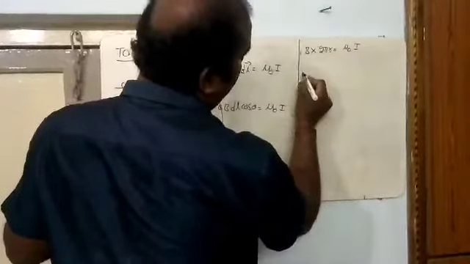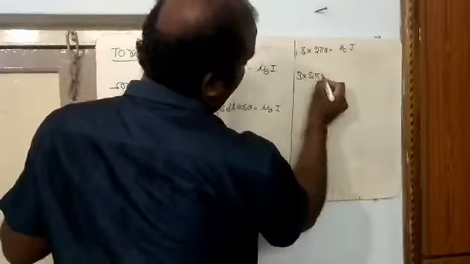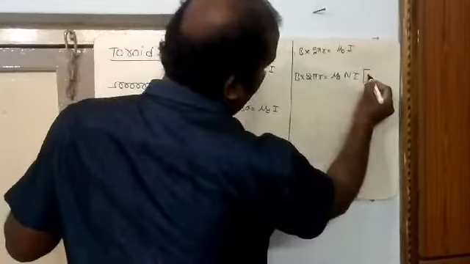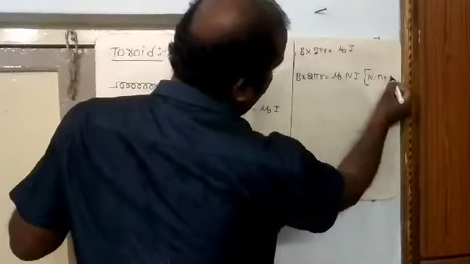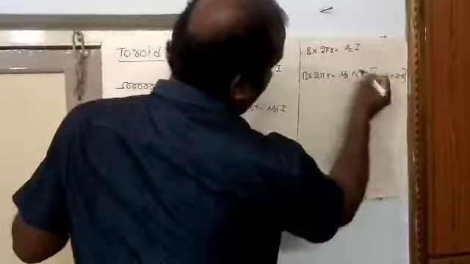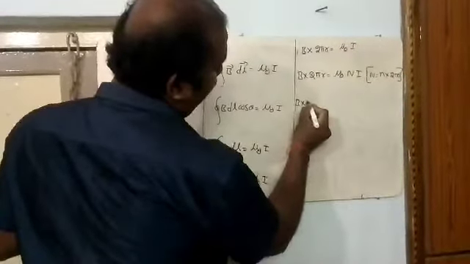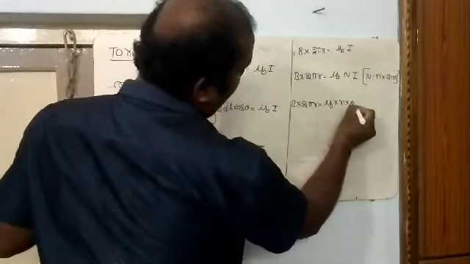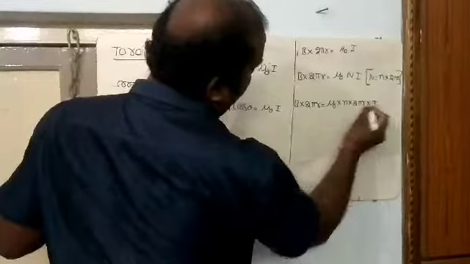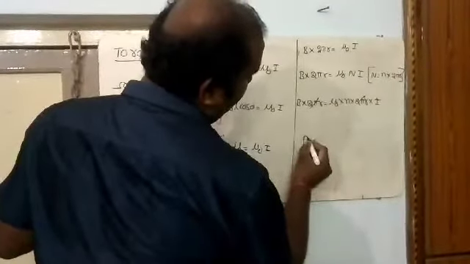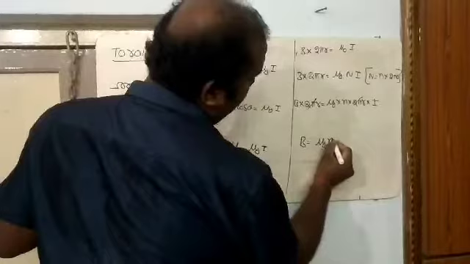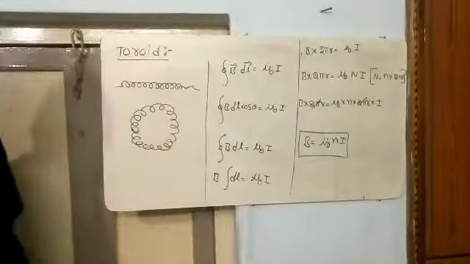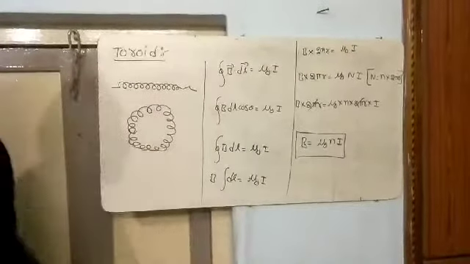Suppose I take n turns, then B into 2 pi r equals mu naught times N into I. In place of N, I can take small n into 2 pi r, the number of turns per unit length times the length. So B into 2 pi r equals mu naught times n into 2 pi r into I. The 2 pi r on both sides cancel, so finally B equals mu naught nI. Once again the result is similar to that of the solenoid.